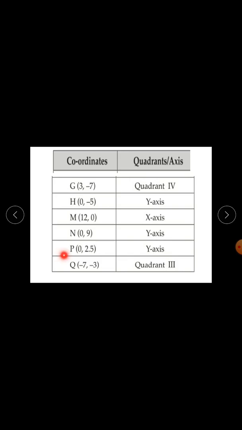Next point is P. X coordinate is 0 and Y coordinate is 2.5. So, this point lies on Y axis. Now, for point Q, coordinates are -7, -3. Both coordinates are negative. So, this point lies in third quadrant.